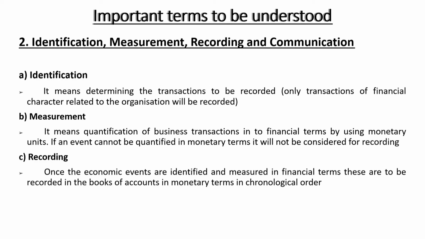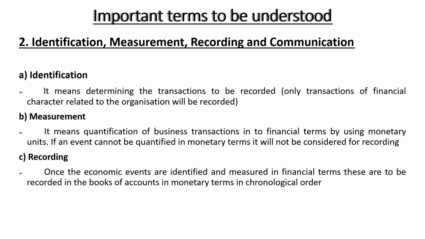What is the importance of chronological order? The transactions that happened first should be recorded first. The transactions that happened second should be recorded second. So if a transaction happens on 1st January 2020, that should be recorded first. The transaction that happened on 2nd January should be recorded second. The transaction that happened on 3rd January will be recorded as the third transaction. That means the transactions should be recorded in the order of date.